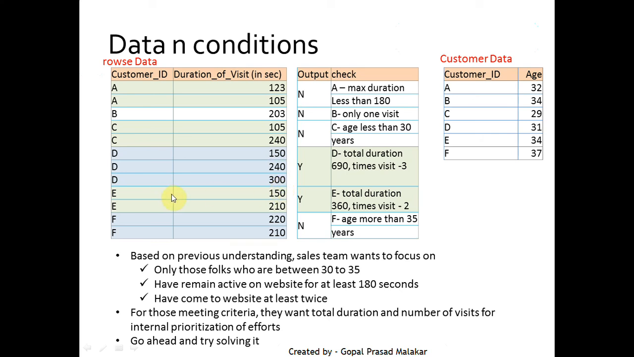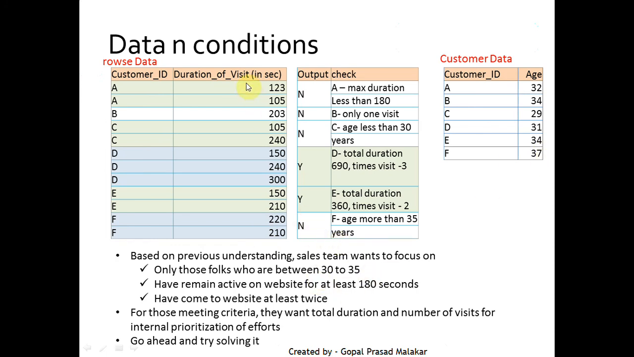Will you like to keep E? E has 2 records, so it meets the criteria that it should be at least twice. E has at least 180, so it is there, it is 210. Now what is the age of E? 34, so you would like to take it. Now F has 2 records and both are more than 180, but what is the age of F? 37, which is more than 35, so you will not take it.